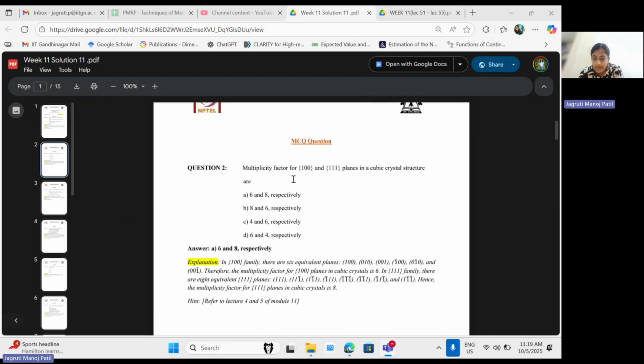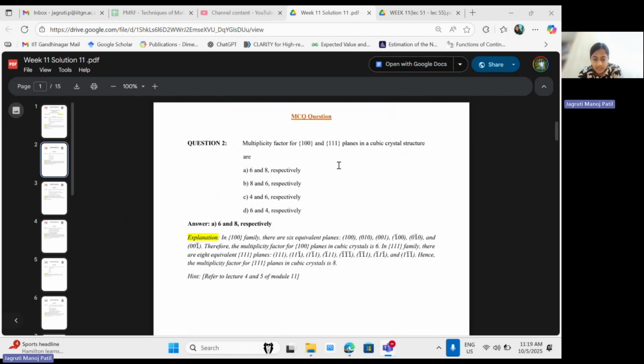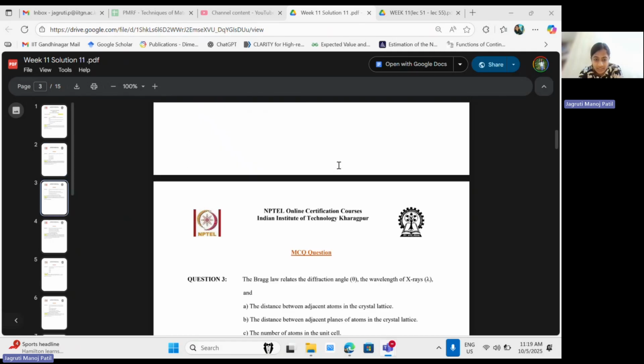Then, what is the multiplicity factor for these planes? So we saw this previously. This is 6 and this is 8. Okay, that's pretty much it. So you should know the 3-bit integers till now.